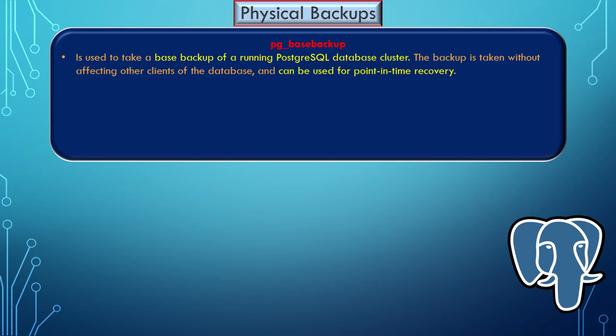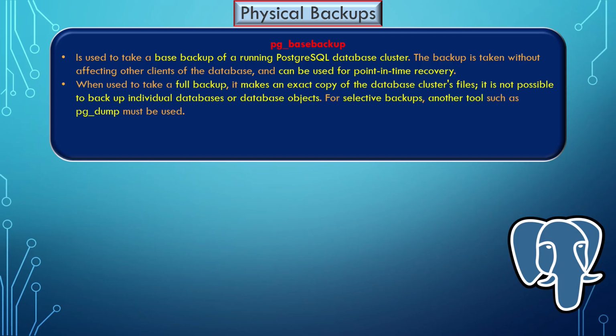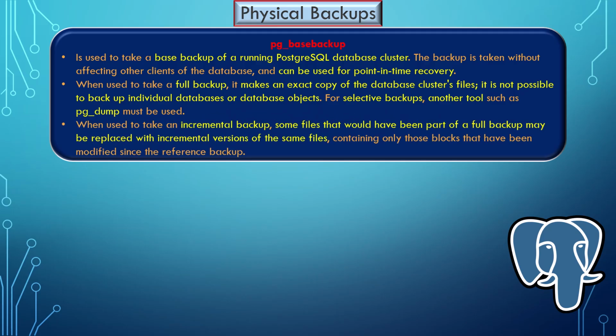pg_basebackup is used to take a base backup of a running PostgreSQL database cluster. The backup is taken without affecting other clients of the database and can be used for point-in-time recovery. When used to take a full backup, it makes an exact copy of the database cluster's files. It is not possible to back up individual databases or database objects. For selective backups, another tool such as pg_dump must be used.